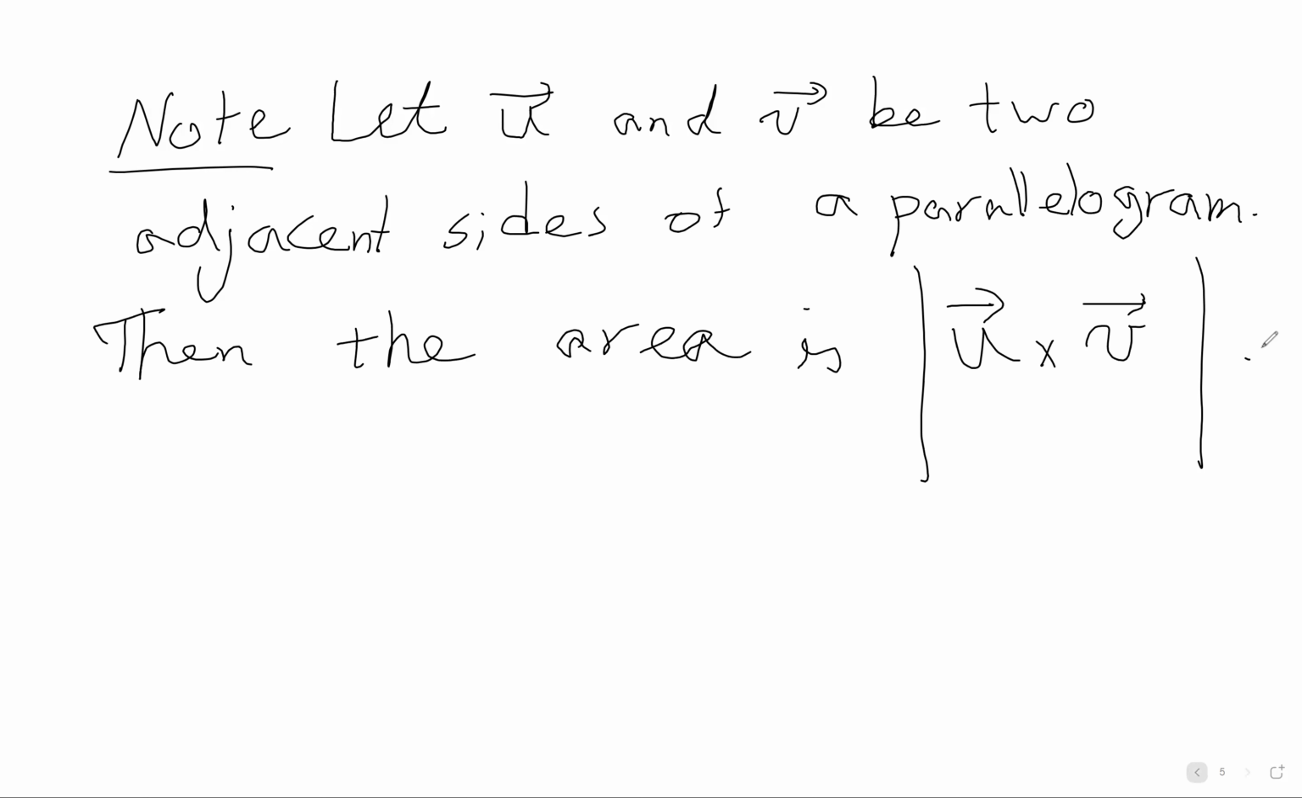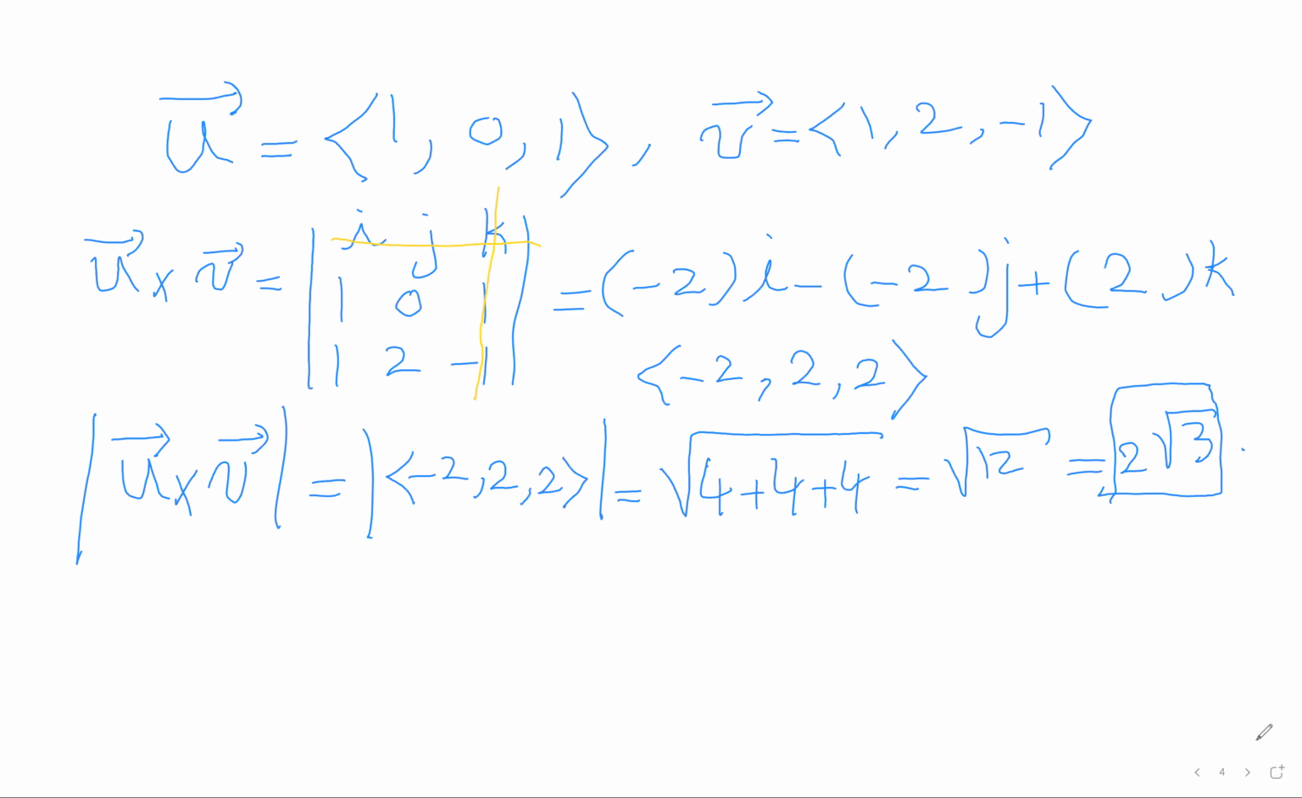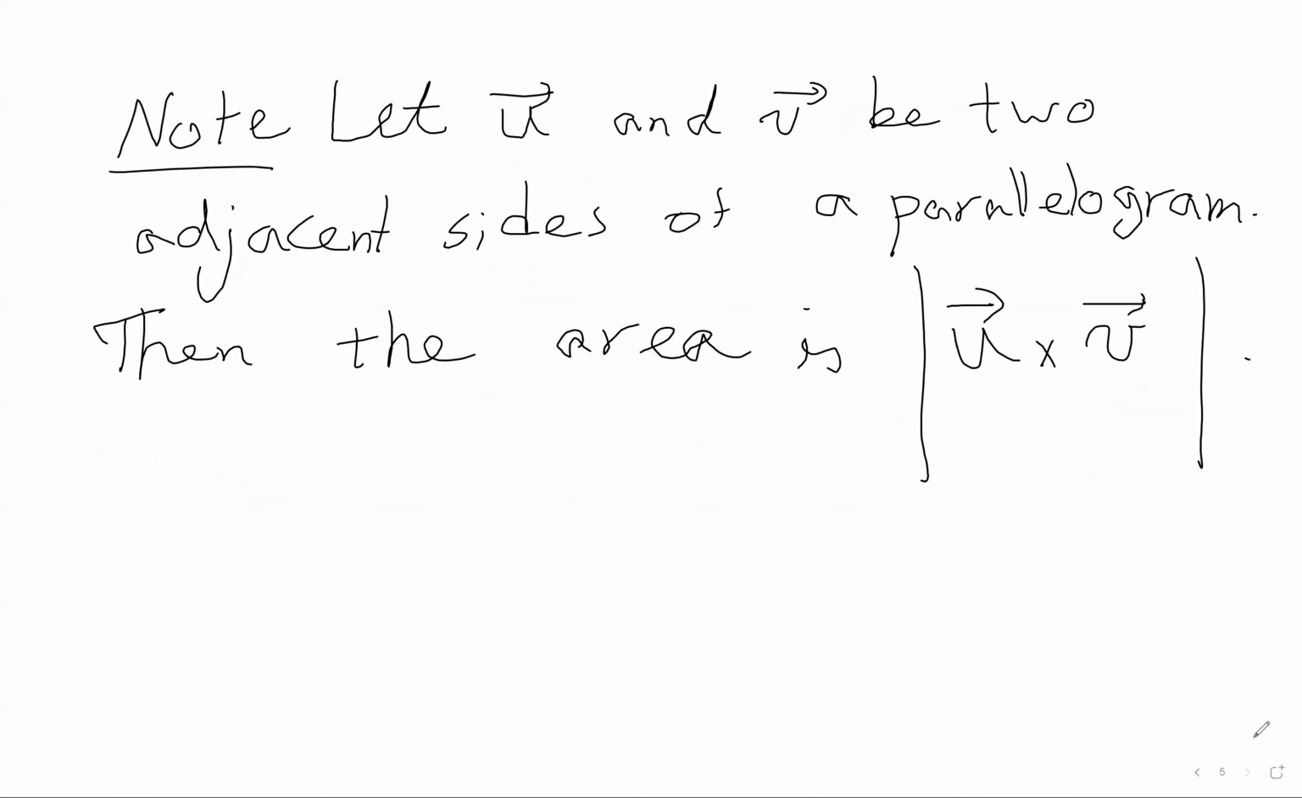That's exactly what we did in this example. In this example, the two vectors were given and they were the two adjacent sides of a parallelogram. For finding the area, we found U cross V, which happened to be the vector -2, 2, 2. And then the length of that vector, which was radical 12 and simplified as 2 radical 3, that 2 radical 3 is the area of the parallelogram. In general, this is true.